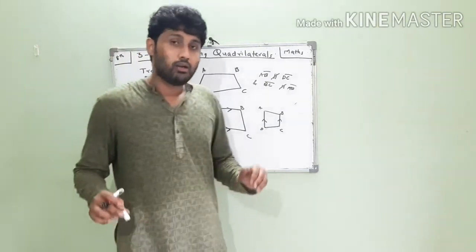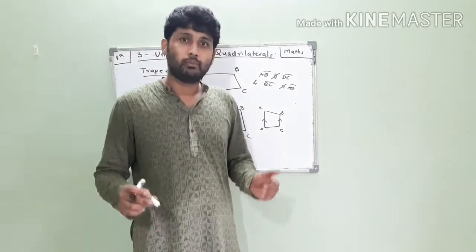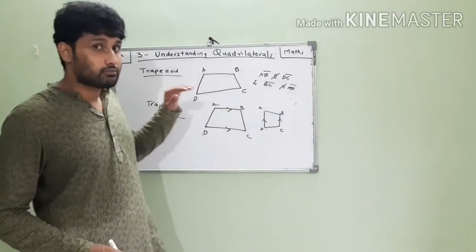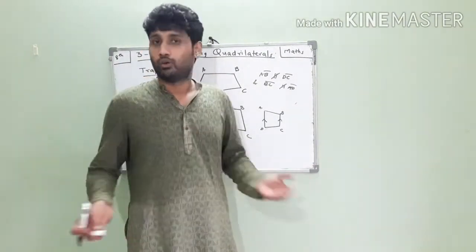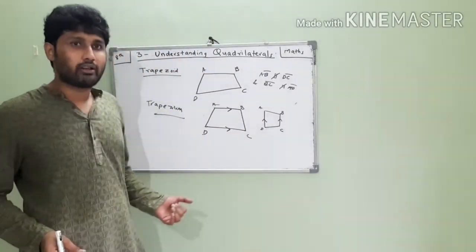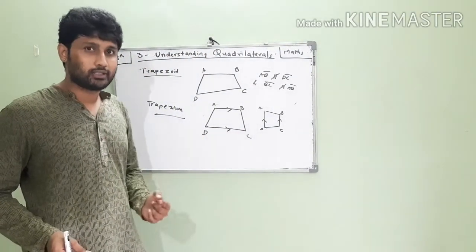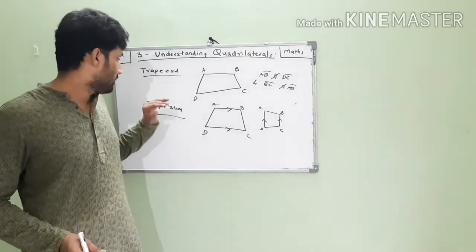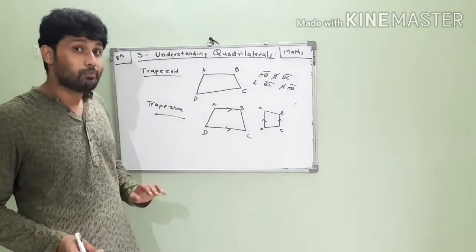In India, we follow the UK system, the British system. That is why for us a trapezoid is a quadrilateral where no two opposite sides are parallel. A trapezium is a quadrilateral in which one pair of opposite sides are parallel. So these are the important things about trapezoid and trapezium.